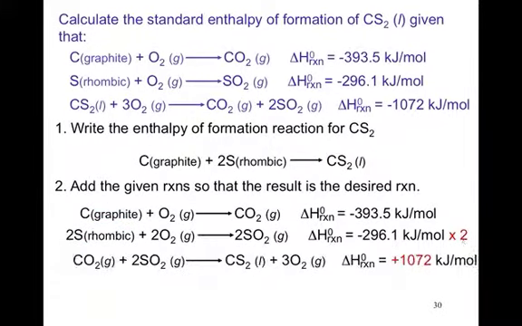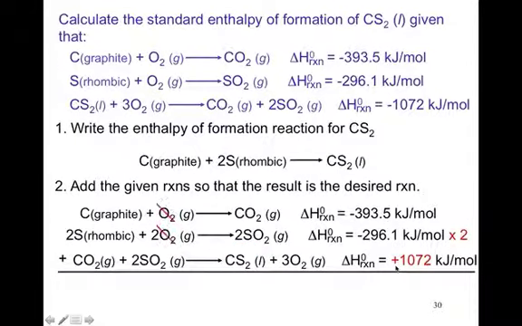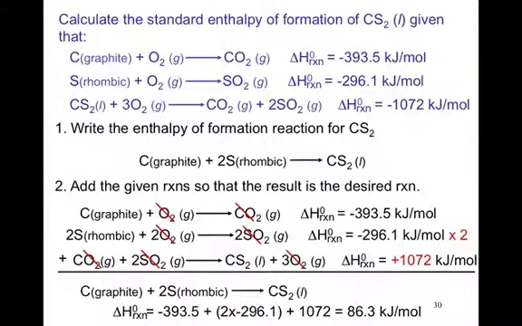Then all we need to do is get CS2 to the other side. So we take this equation, we flip it, we take the sign, we change it to positive. Then we just add, straight down here, all the little reactions, and we end up with the value, canceling out those spectators. So we can say for that equation it should be 86.3 kilojoules per mole.